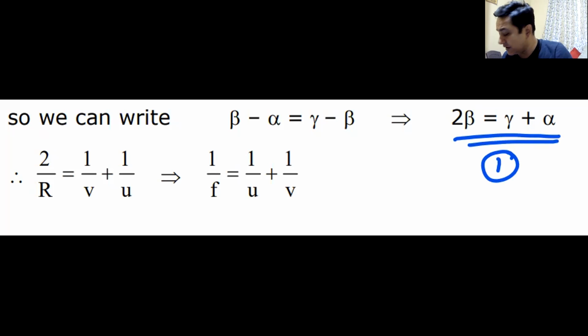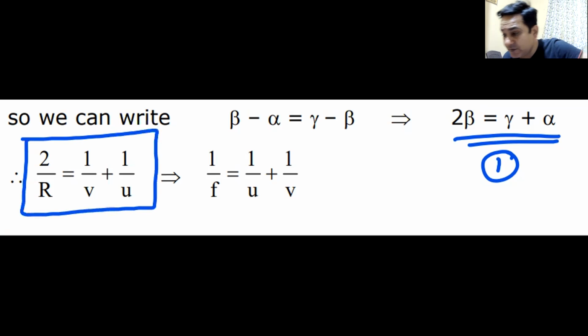Okay, sir. 2 beta is alpha plus gamma. You know the angle alpha. Alpha was the angle with the incident ray. Gamma was the angle with the reflected ray. I hope you can see it in your sheet. And beta was the angle with the center of curvature. Then 2 by r, again, this is the formula in terms of radius of curvature: 2 by r is 1 by v plus 1 by u. Remember, whatever formula we have used, they have to be used with proper sign convention. Do we understand this? Yes, sir.